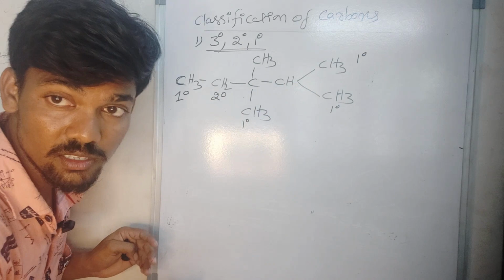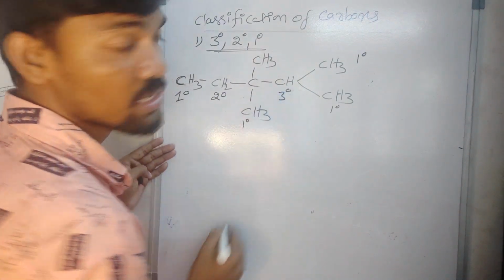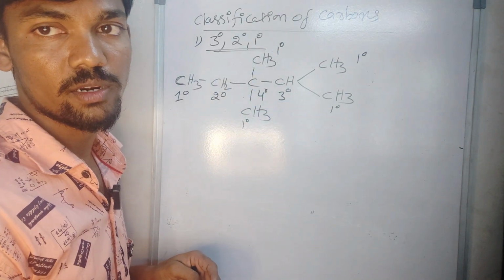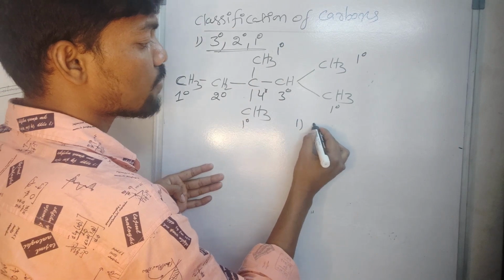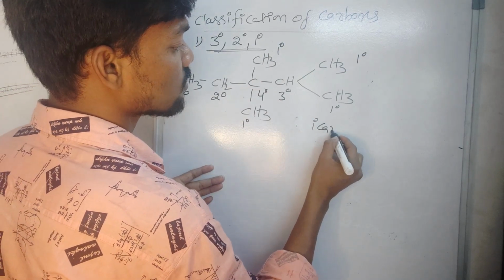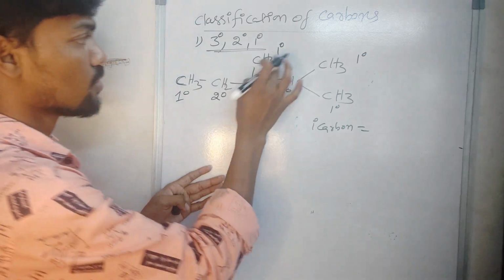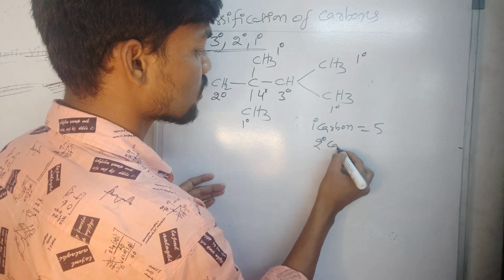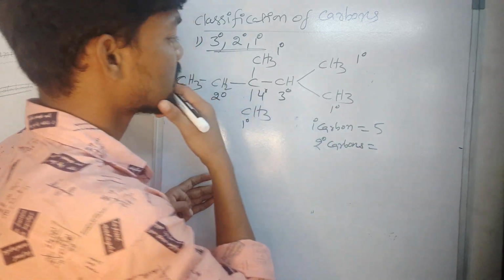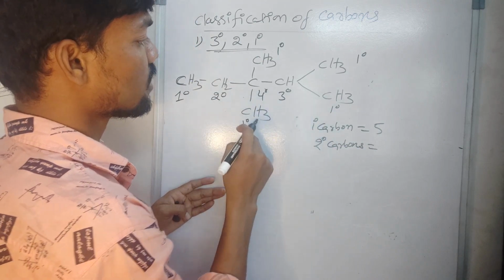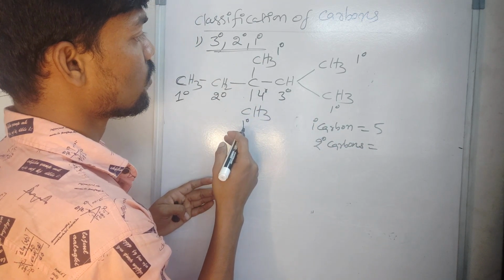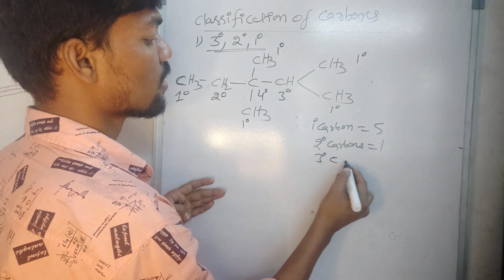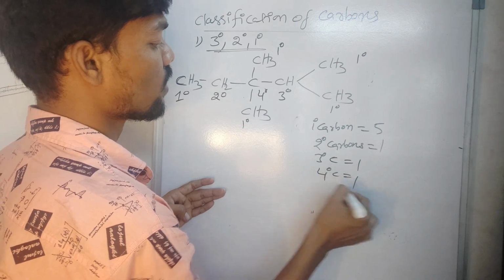How many carbons is it attached to? 3 carbons. This is tertiary. Coming to this one, this is quaternary carbon. Understand? So finally, how many primary carbons are there? Primary: 1, 2, 3, 4, 5. 5 are there. Secondary carbons, how many are there? Only one is there. Tertiary carbons 1. Quaternary carbons 1. This much is the answer.